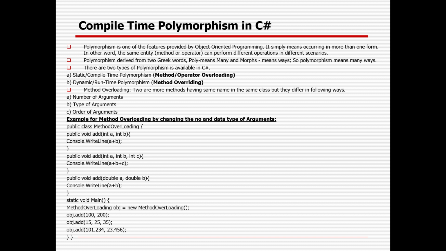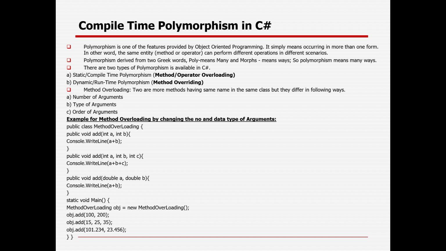Polymorphism is derived from two Greek words. Poly means many and morph means way. So polymorphism means many ways. I want to represent the same entity in different ways or forms. There are two types of polymorphism available in C Sharp. One is static or compile time polymorphism, which is sometimes known as method or operator overloading, and the next one is dynamic or runtime polymorphism, which is also known as method overriding.